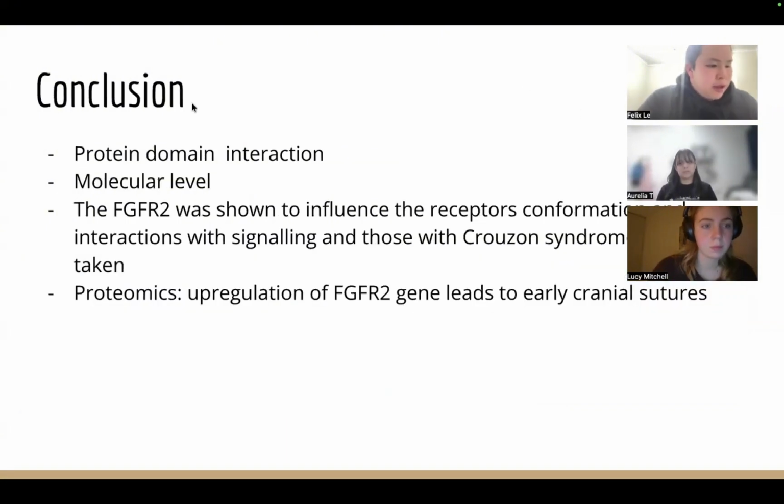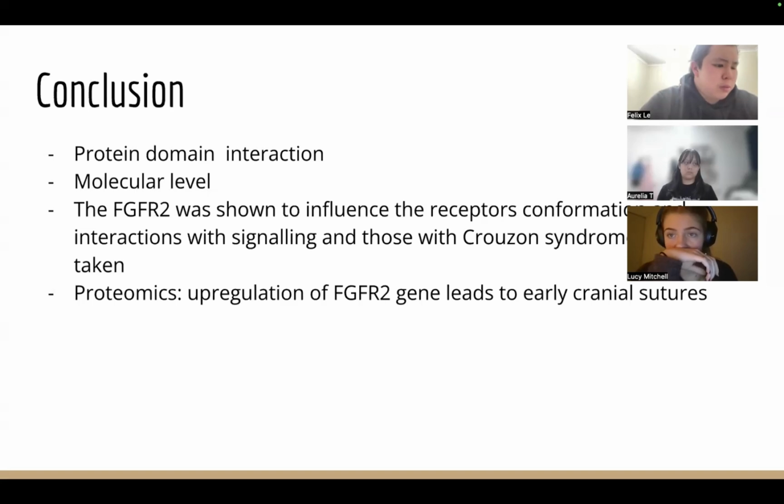In conclusion, our bioinformatic investigation into Crouzon syndrome has allowed us to connect molecular genetics with real-world clinical outcomes. By analyzing the FGFR2 gene, we discovered how specific mutations can alter the protein structure and disrupt normal signaling pathways involved in cranial development. Through protein structure modeling and protein domain analysis, we gained insight into how these mutations influence the receptor's conformation and interactions within key signaling networks.